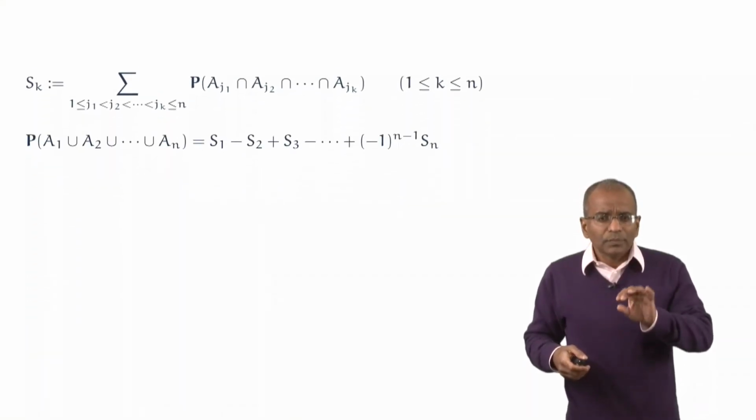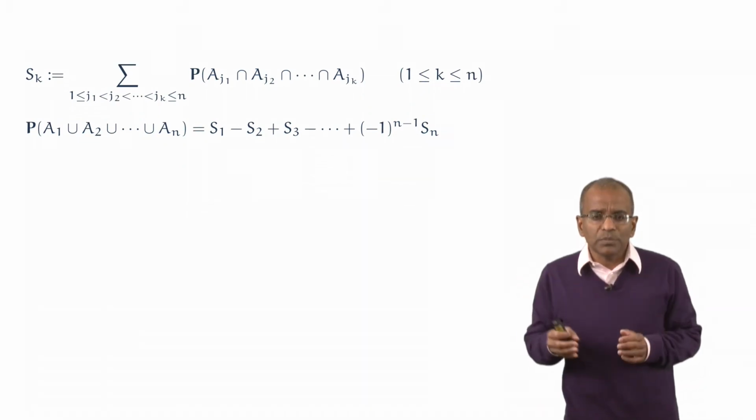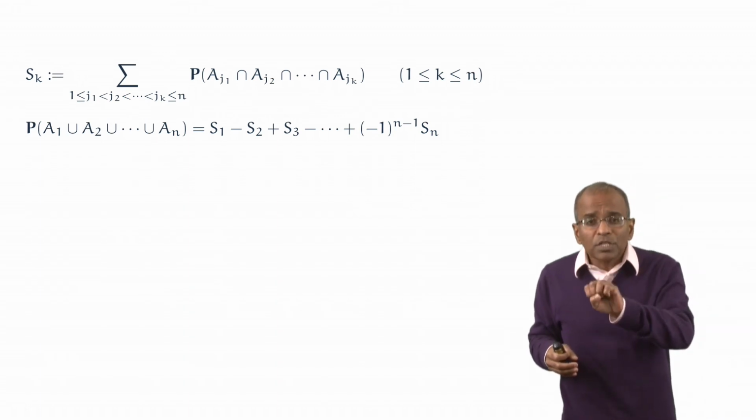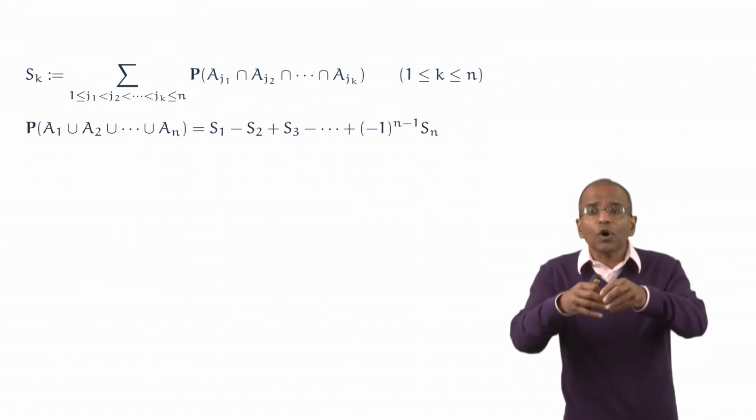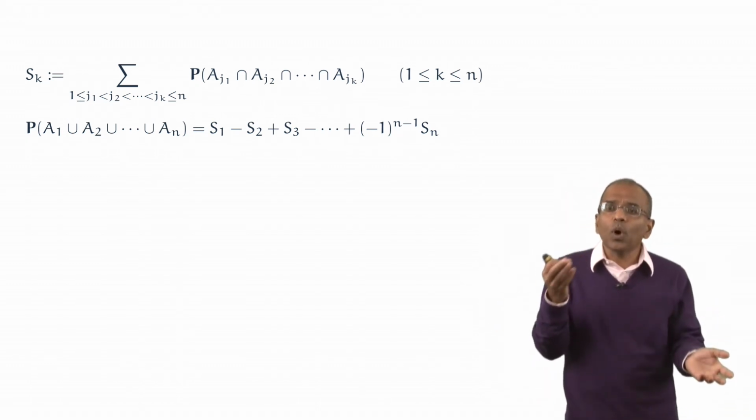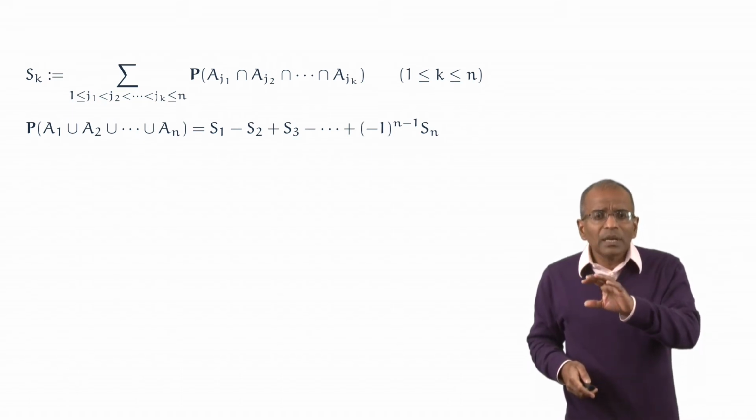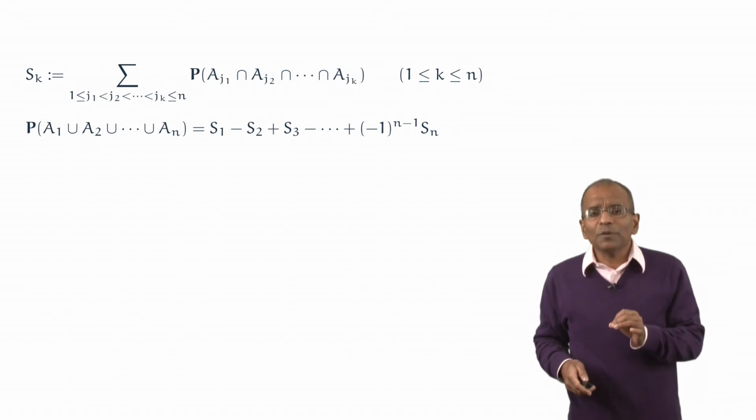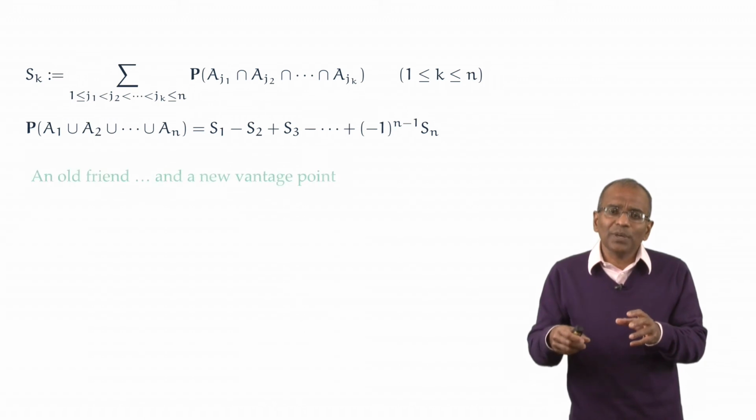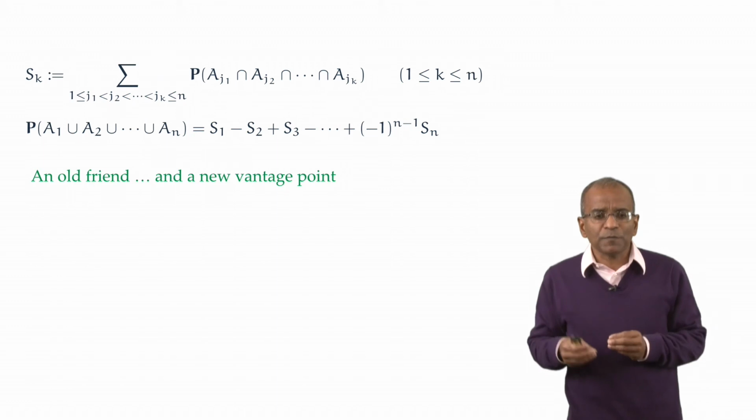Here's the setting. Remember, the S_k are all the k-way intersection probabilities summed, k running from 1 through n. The inclusion-exclusion principle tells us I can get the probability of a union, a disjunction, by adding and subtracting these terms one at a time. Now, I'm going to remind you of an old principle, and this is going to engender for us a completely new and very useful vantage point.